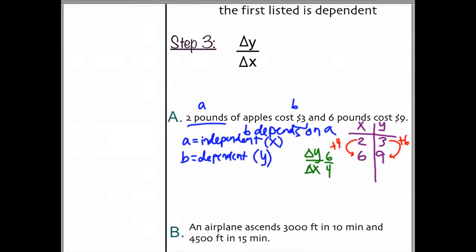So what we have here is for every 4 pounds of apples, it costs $6. Let's try another one here.